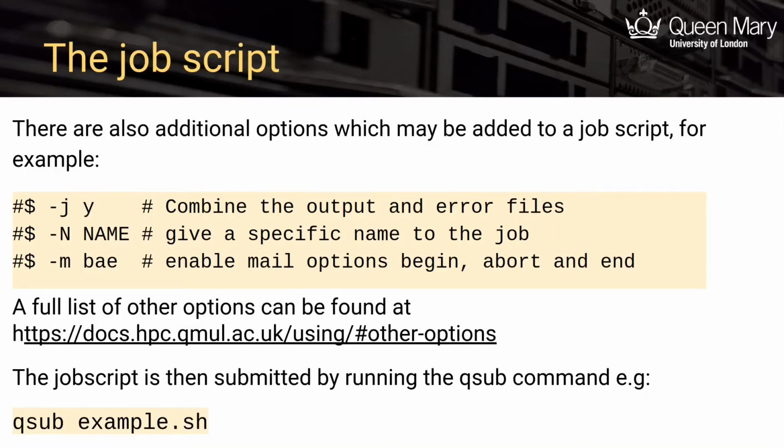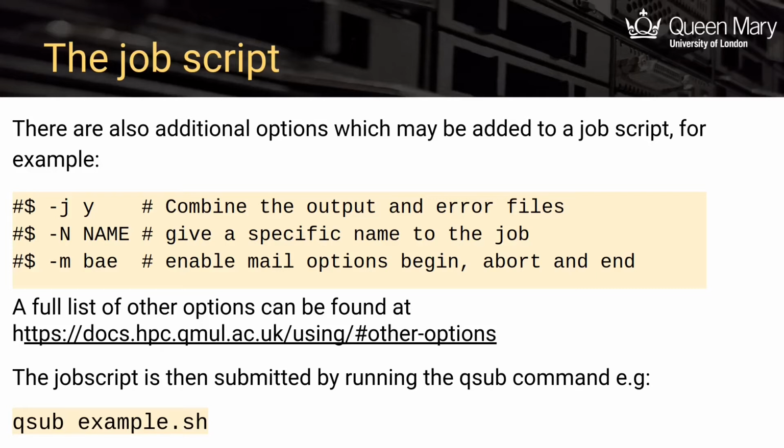You may also provide some extra optional parameters to your job script, such as combining the output and error files together, providing a job name and enabling mail options. A full list of other options available can be found on our doc site. A direct link to the relevant section has been added to this slide.